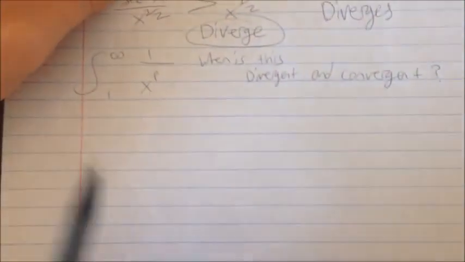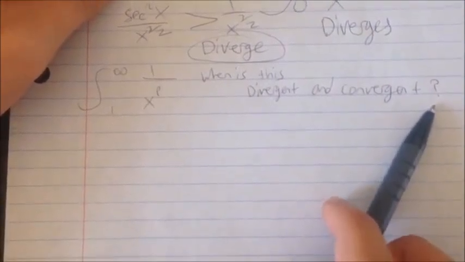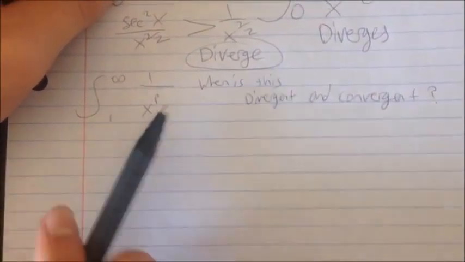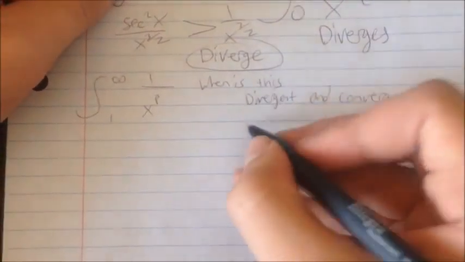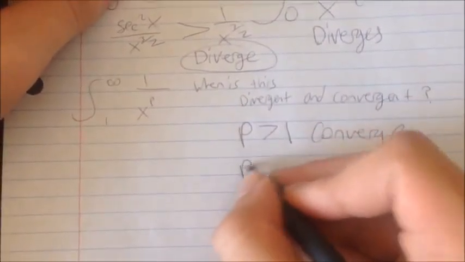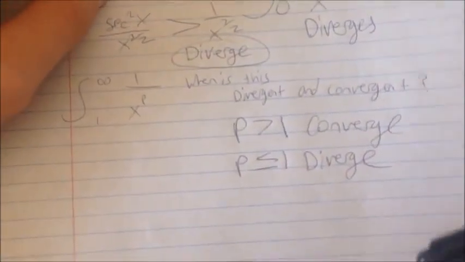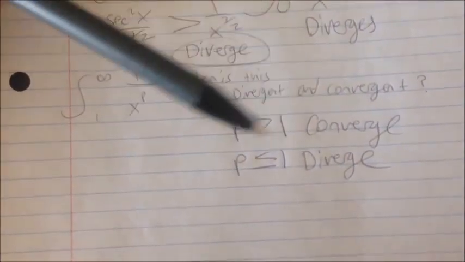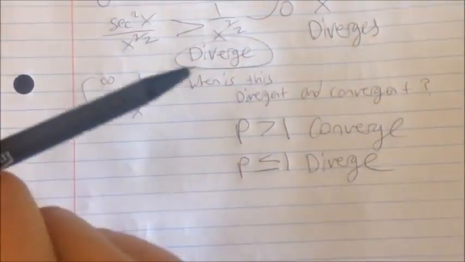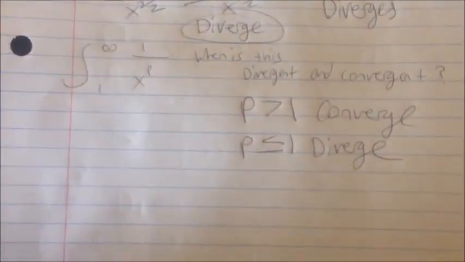Alright, finally, the integral from 1 to infinity of 1 over x to the p. Is this divergent or convergent? So we're looking for what p values will make this divergent or convergent. This is a good thing to note. If p is greater than 1, this thing will converge. If p is less than or equal to 1, this thing will diverge. So that's a good thing to note when you are dealing with these functions. You can just use this to determine whether it will converge or diverge.